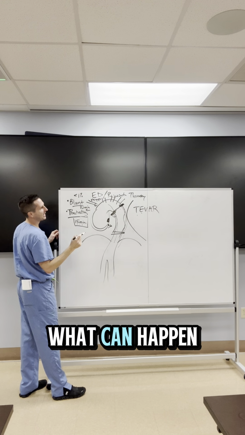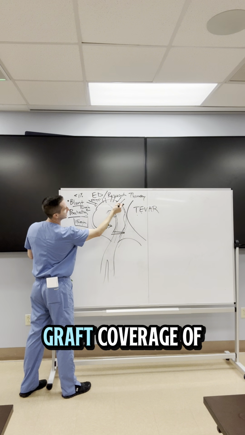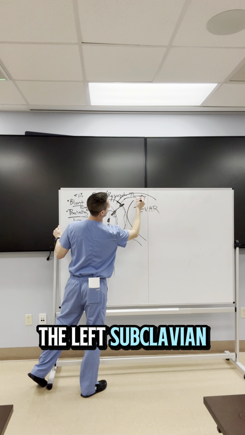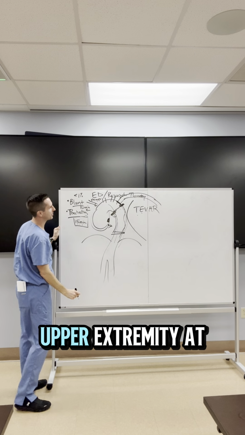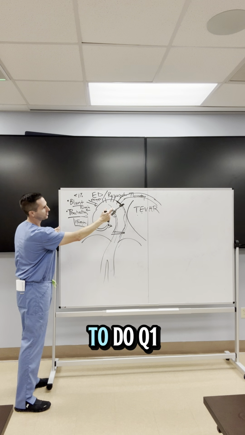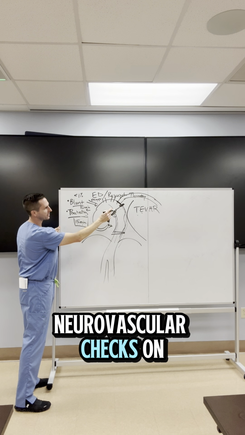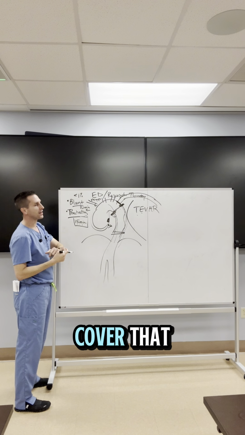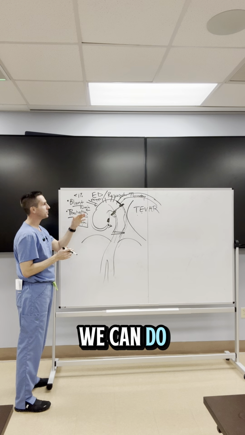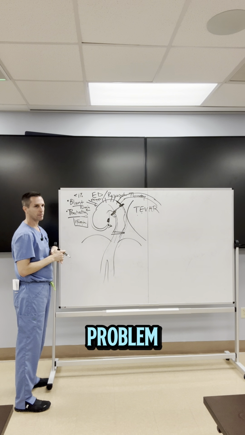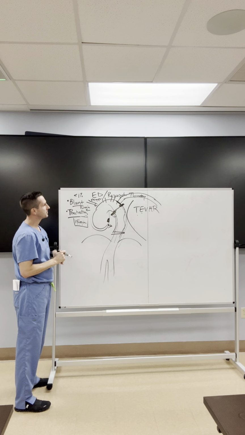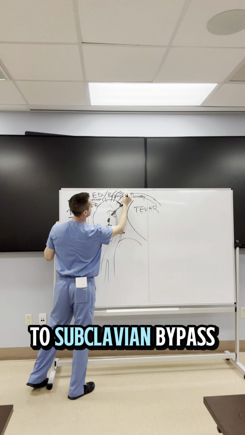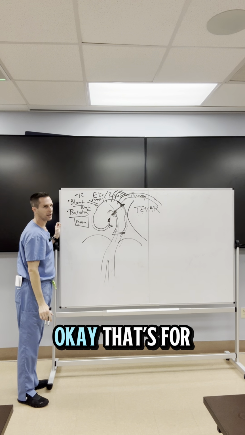Now, what can happen with the stent graft? Coverage of the left subclavian. You can cover the left subclavian. So now you're putting the left upper extremity at risk. So you need to do every-1-hour neurovascular checks on the left upper extremity. Then what would you do if you had to cover that? There's a procedure we can do to fix that problem. Some kind of anastomosis? Yeah, so a carotid to subclavian bypass, okay?